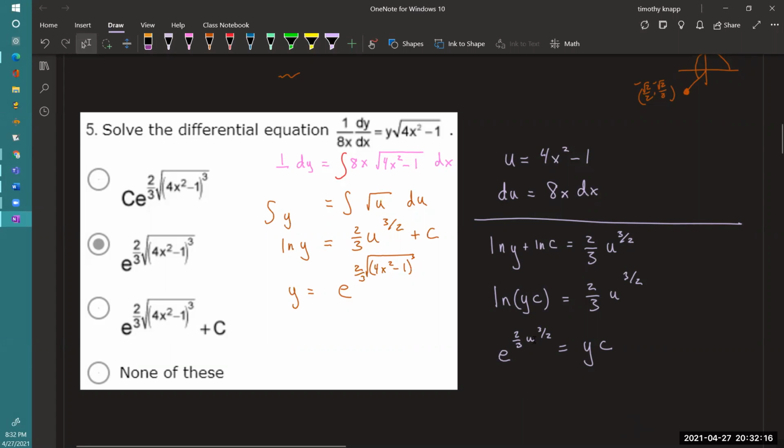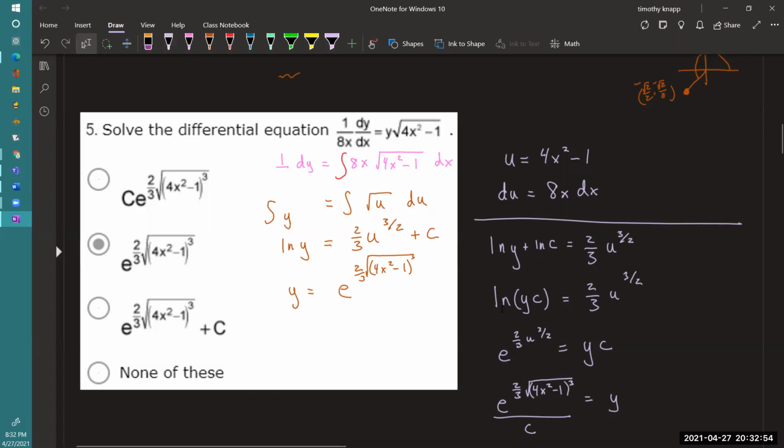Okay. And now I'm going to alter this. I'm going to put my u back in, which is 4x squared minus 1. So it's e to the 2/3 times the root of 4x squared minus 1, all to the 3rd power, right? So this third power comes from there, and this 2 is the square root. And this is equal to y, and I can divide my c over, okay, like that.